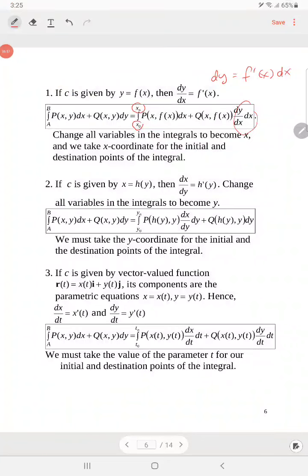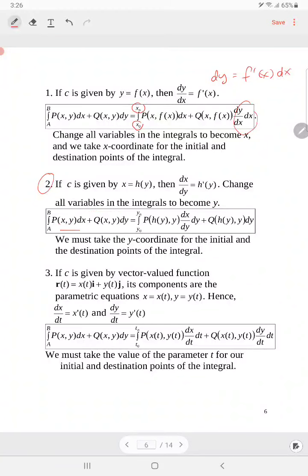Now let's look at the second situation. The second situation is when your curve C is given as x as a function of y. So if your curve C is given as x as a function of y, then when you differentiate this with respect to y, you have dx/dy is h'(y). Now what you need to do is change all the variables in the integral to become y.